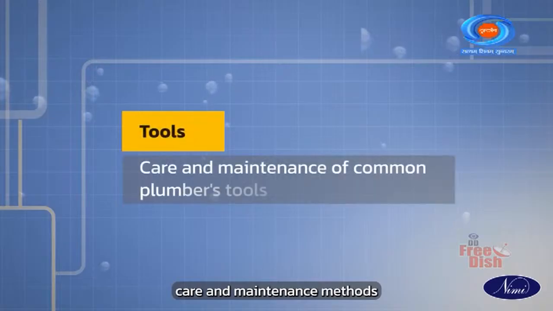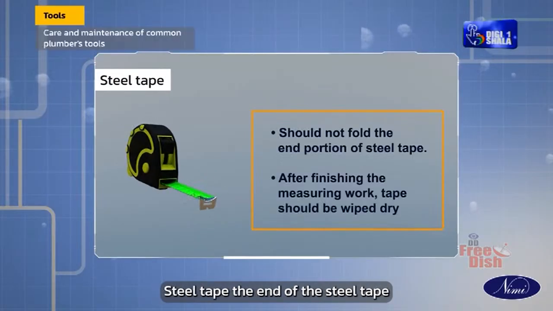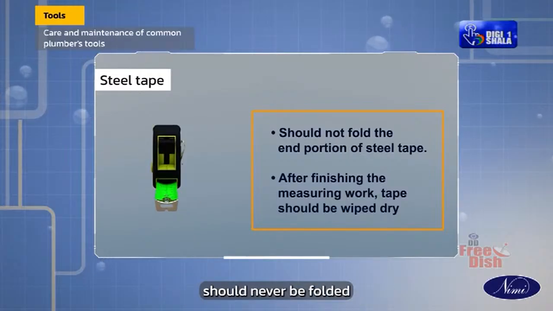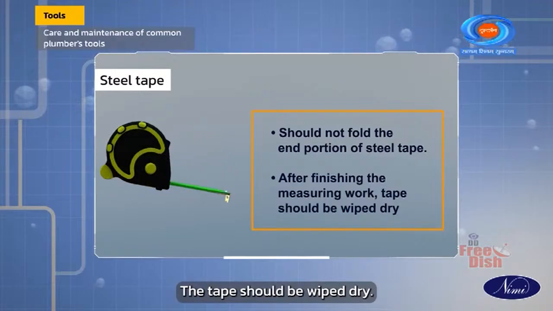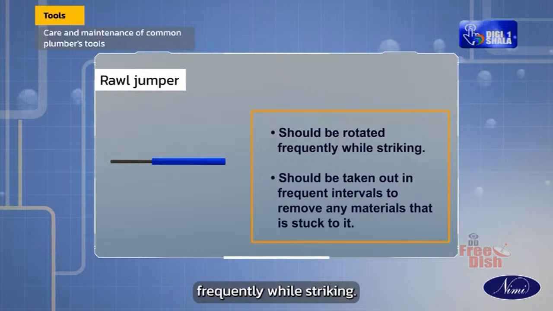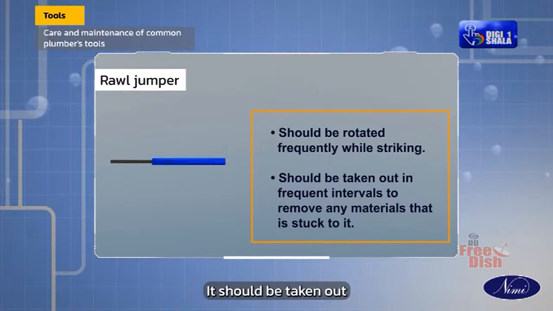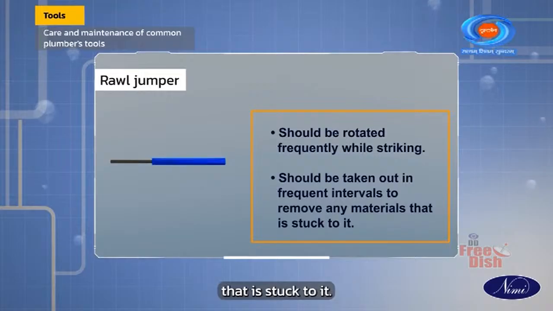Care and maintenance methods for the common plumber's hand tools. Steel tape. The end of the steel tape should never be folded or bent. After being used, the tape should be wiped dry. Roll jumper. It should be rotated frequently while striking. It should be taken out at frequent intervals to remove any material that is stuck to it.